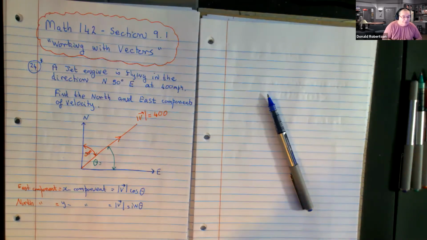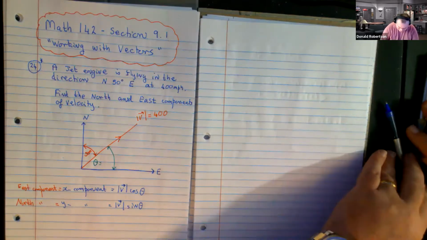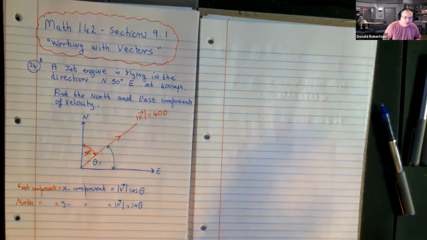Today we're going to finish off 9.1 and we're going to look at applications. So we're going to look at working with vectors, but this time we're going to use questions involving travel of some sort. One of the ways you can use vectors is to kind of model something moving in two-dimensional space.